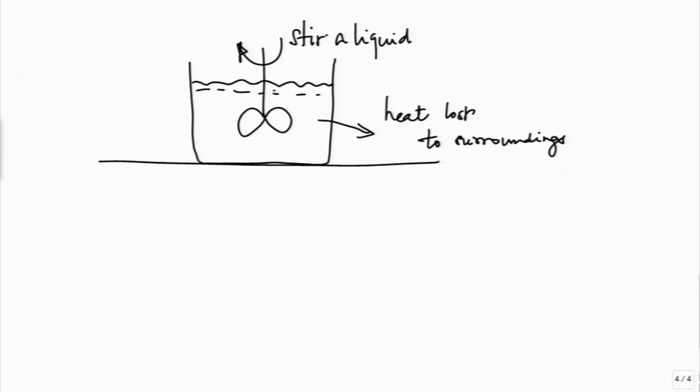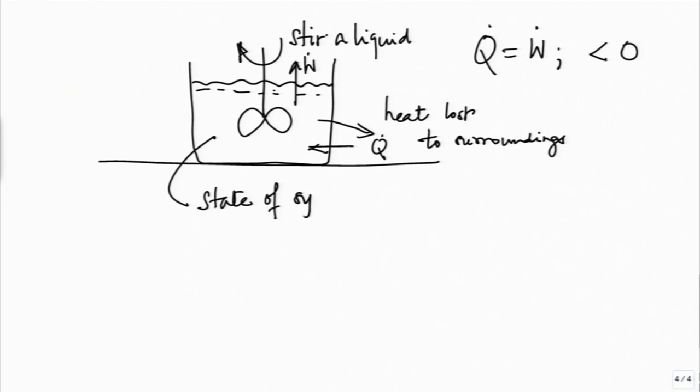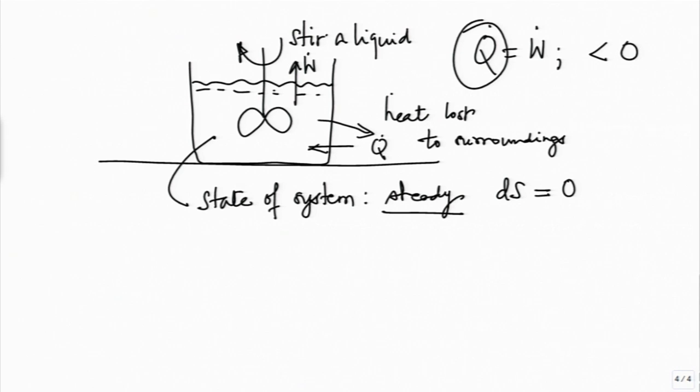Now, if you keep on stirring the liquid, initially the temperature will rise, but then you will have a balance in which the rate at which energy is made available by the stirrer equals the energy which is lost to the surroundings. In thermodynamic terms, this is Q dot, this is W dot. Q dot will turn out to be equal to W dot, and both will be less than zero. Work will be done on the system and heat will be lost from the system. Whereas the state of the system is steady. So this is a situation when it is steady state, your dS is zero, but there is a non-zero thermal interaction. So this is a situation where you have an isentropic process but a non-adiabatic process.